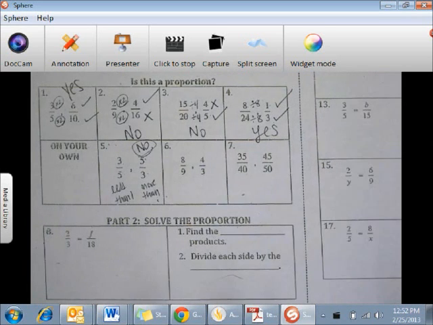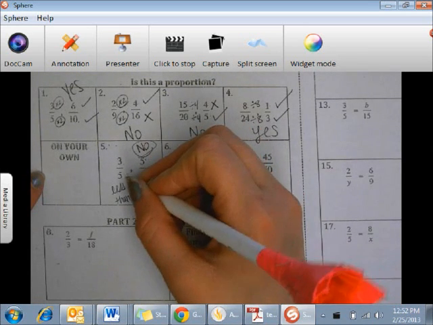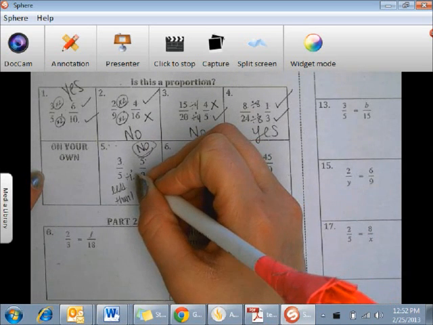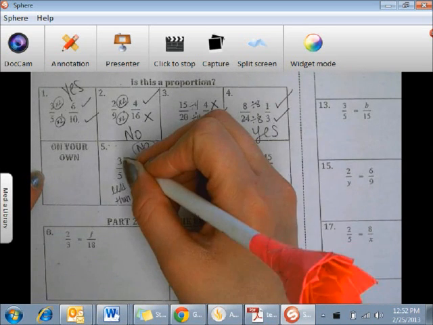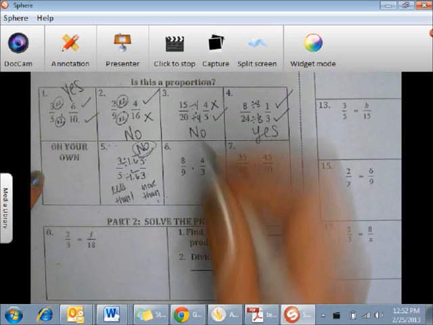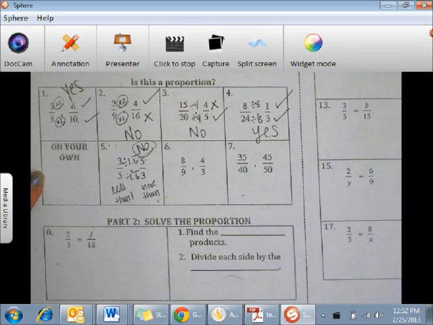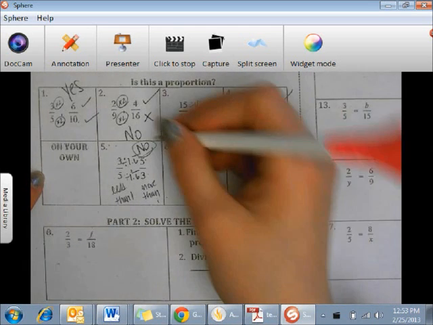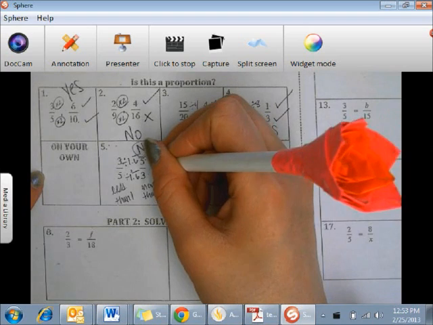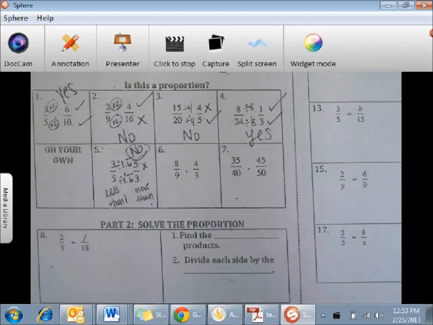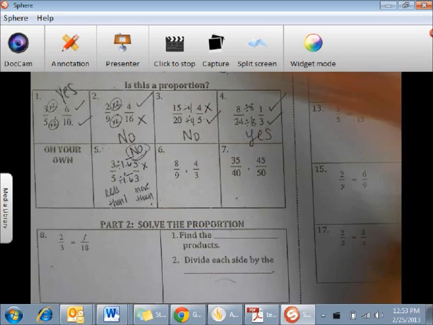You could also see that by dividing 5 by 3, you have to divide by 1.6 repeating to get 3. And if you divide it by 1.6 repeating here, you would get about 1.8, and that would not work. So no, the proportion won't work. Let's try.